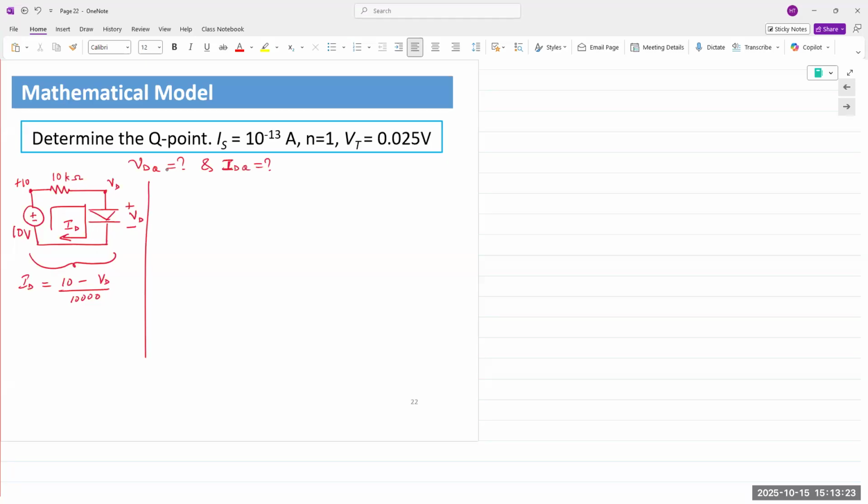Now, as with the load line analysis, we need two equations, right? We have two unknown variables, so we need two equations. We have one equation from the circuit. The second one we can obtain from the diode equation. And so we can write ID is equal to IS times E raised to VD over VT minus 1. I'm going to ignore the N because N is given to us as 1. If I plug it in there, it's just 1, so it doesn't make any difference.